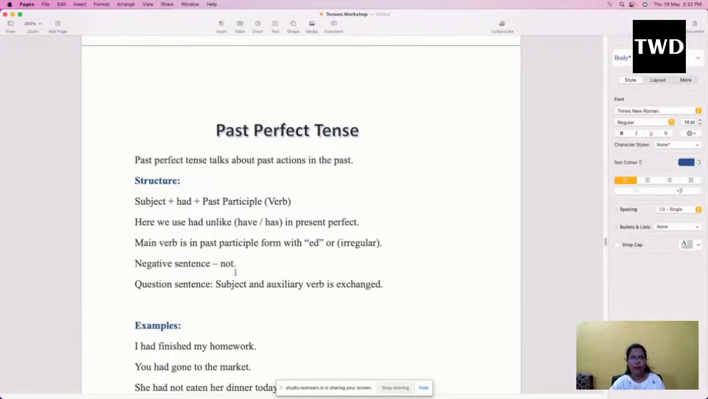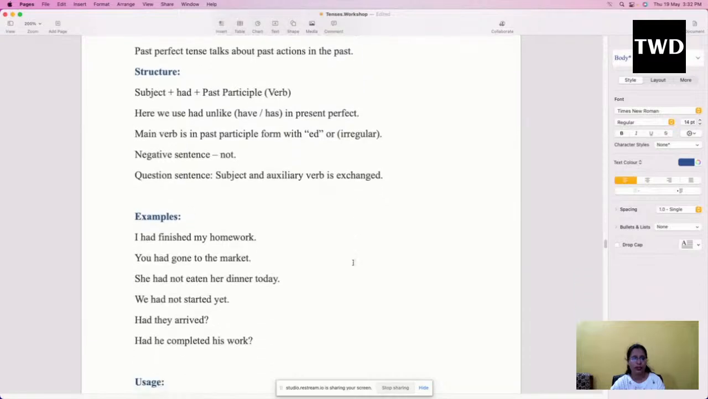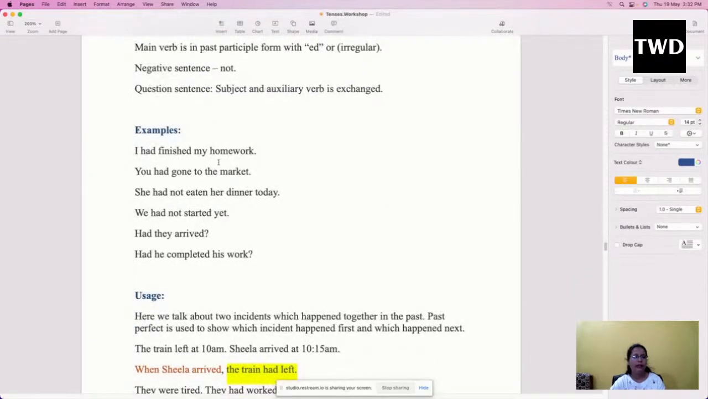For negative sentence, again we are going to use not. For question sentences, subject and auxiliary verb is exchanged. Auxiliary verb means the helping verb will come at the beginning and then the subject will come. In case you are framing question sentences, for example, I had finished my homework. I is the subject, had is the past form of the have kind of verb, and finished is the v3 form. I had finished my homework.